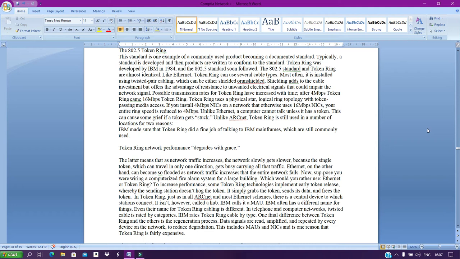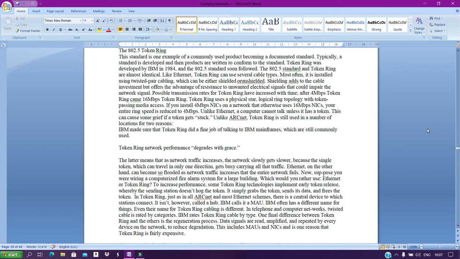Like Ethernet, token ring can use several cable types. Most often it is installed using twisted pair cabling, which can either be shielded or unshielded. Shielding adds to the cable investment but offers the advantage of resistance to unwanted electrical signals that could impair the network signal.